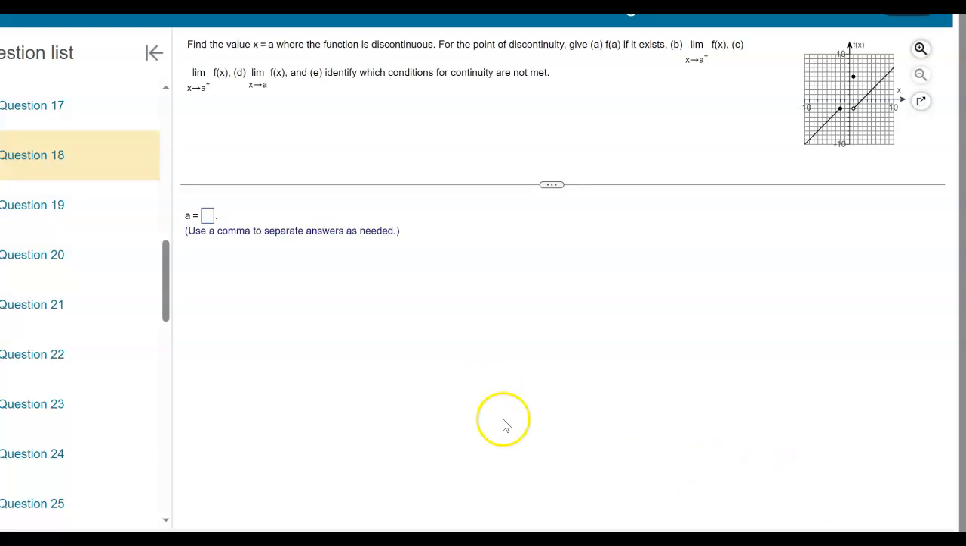Now let's consider the next problem here. Find the value x equal to a where the function is discontinuous. Now for the point of discontinuity, give a, f of a if it exists, and the limit of the function as x approaches a from the left and from the right, and also give the limit of the function as x approaches a. Identify which conditions for continuity are not met.